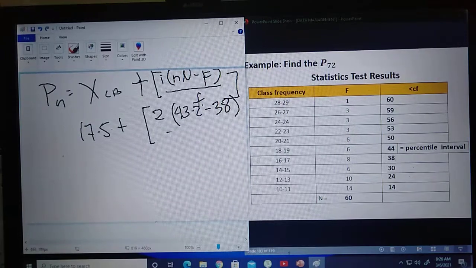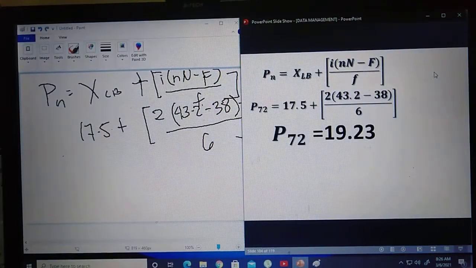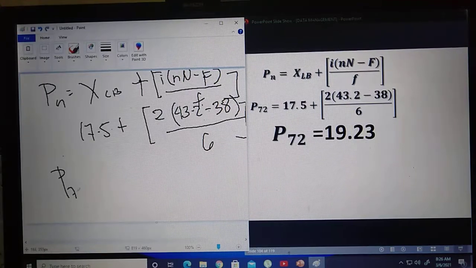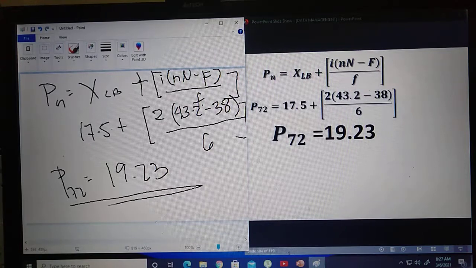Ayan, all over. What's the frequency of 44? Ayan, 6. And then, sagot na natin. So, with that, we can get an answer of what? Pag isolve natin yan, we can get our P72, ayan, P72 is equal to 19.23. So first, 43.2 minus 38, and then the answer, you multiply it by 2, divided by 6, and then the quotient will be added to 17.5. So we can get a sum of 19.23. That is how to solve a percentile for group data.